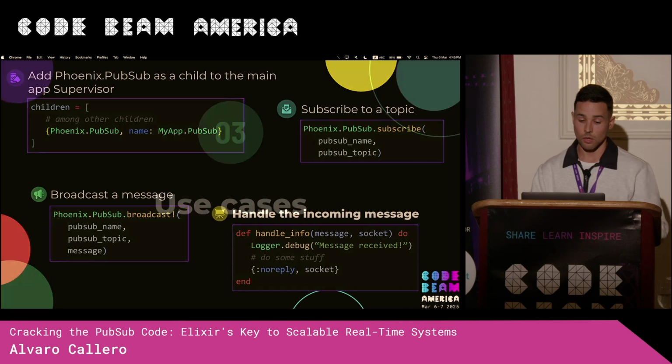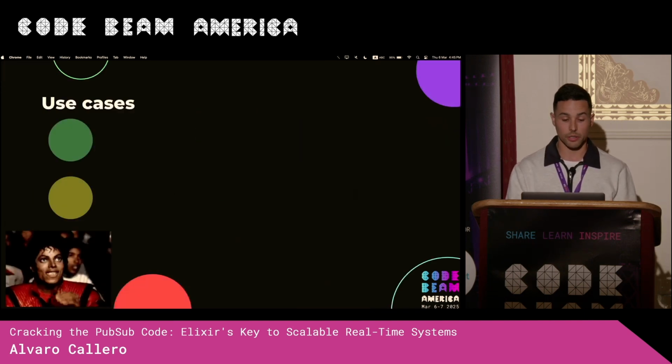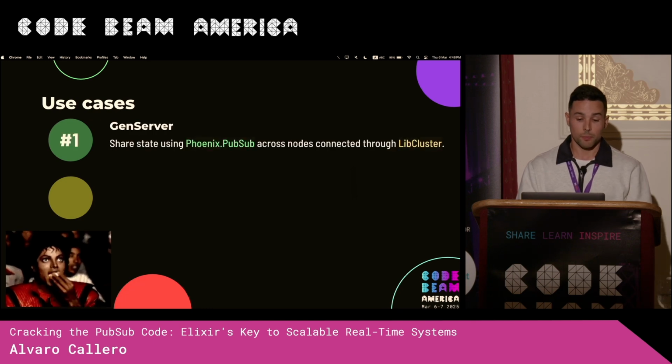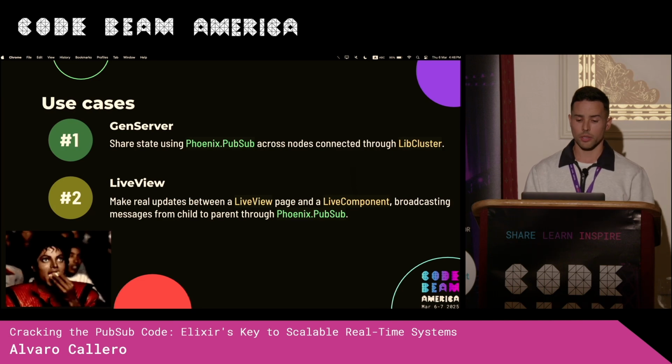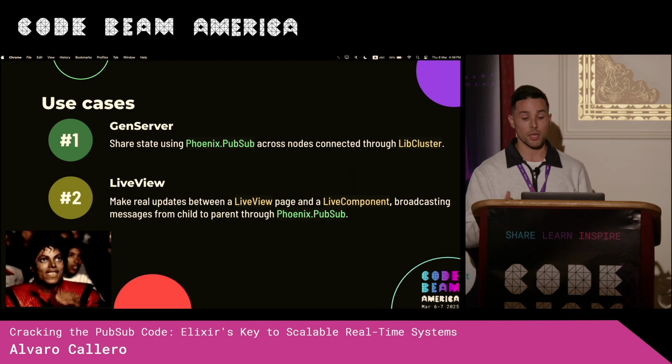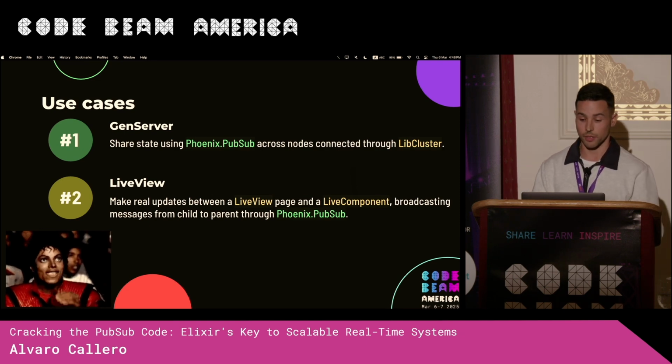Okay? So let's see some use cases. Let's get our hands a little dirty. And first example, we are going to see how we can work with a GenServer, the one that will be sharing the state using Phoenix.PubSub across nodes that are connected using libcluster. And also, we are going to see how we can make real-time updates between a LiveView page, the parent, and a LiveView component, the child, broadcasting messages from child to parent using Phoenix.PubSub.